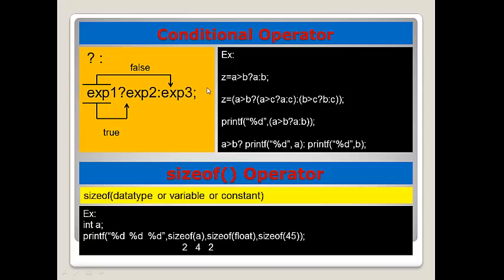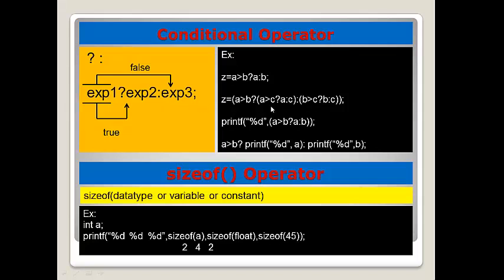For example, Z = A > B ? A : B. If the condition A > B is true, the value of A is assigned to Z. If A > B is false, the value of B is assigned to Z. Because after the question mark is the true expression, and after the colon is the false expression. If expression 1 is true, the part after the question mark is executed. If expression 1 is false, the part after the colon is executed.